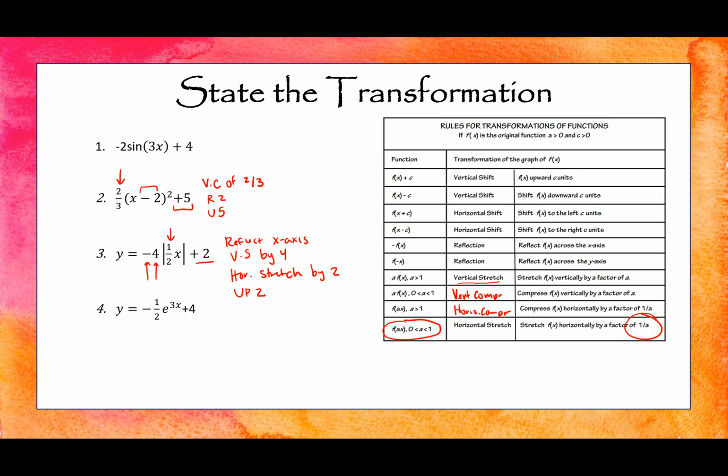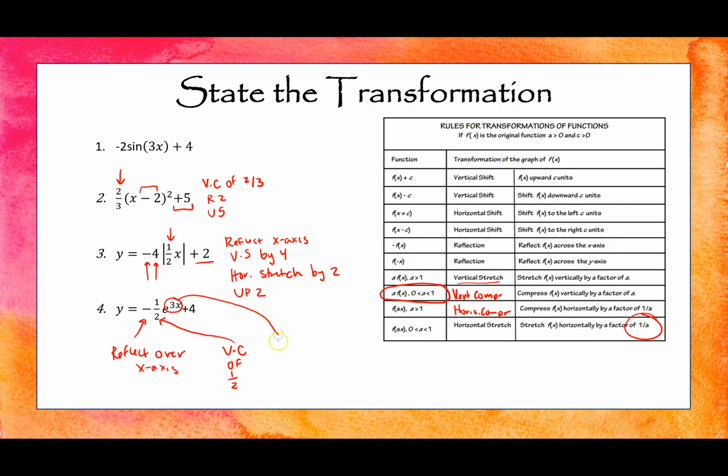Sweet, let's go ahead and tackle number 4 here. Our negative on the outside is going to be a reflecting over the x-axis. Okay, that 1/2 out in front is going to be an example of being on the outside right there. That's going to be a vertical compression of 1/2, or you can say by 1/2 or by a factor of 1/2. Now this is the thing that's inside the function because it's e to the x.